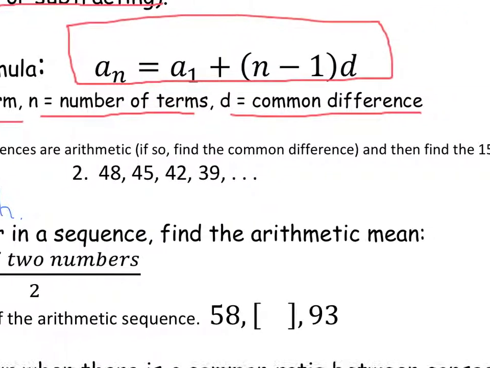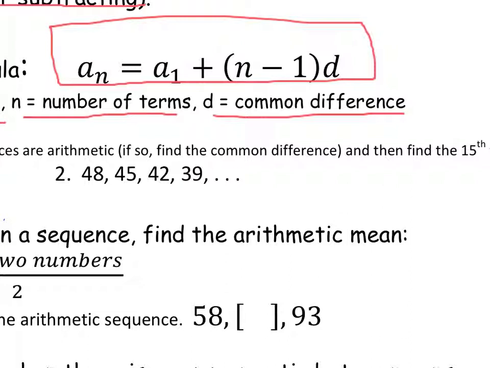Now let's look at the second example. Let's see if we have a common difference. If you take 45 and subtract 48, you get negative 3. If you take 42 and subtract 45, you again get negative 3. And if you take 39 and subtract 42, you get negative 3. Since this value is the same, this has a common difference, and that common difference is negative 3.